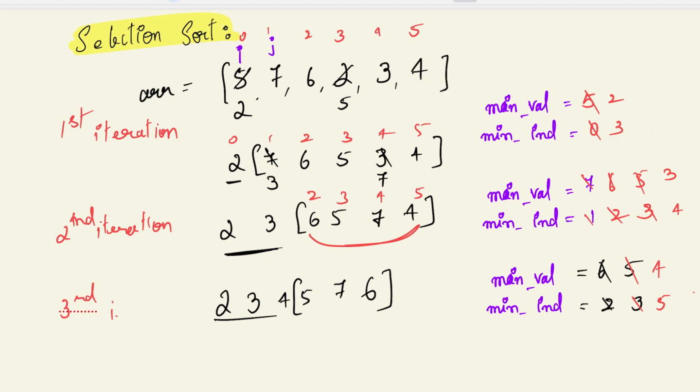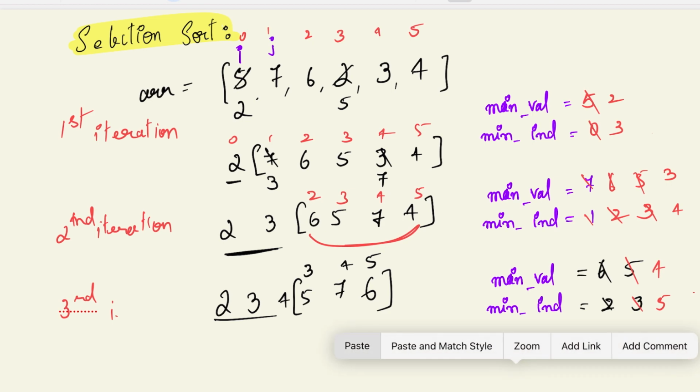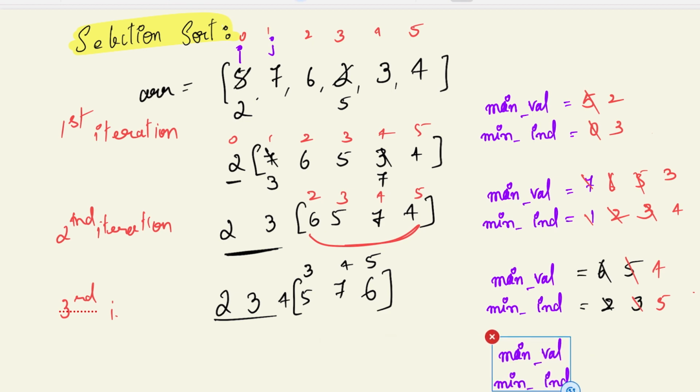In this remaining part, the elements are 5 7 6, and now the min value is what? Min value is 5 and min index is 3. So we can write it like this, and we check 5 with the 7. We find that 5 is smaller, no need to update. 5 with 6, obviously smaller, no need to update. So this is perfectly placed. So the exchange will take place within itself, so the array will be the same. Now we go to the fourth iteration.